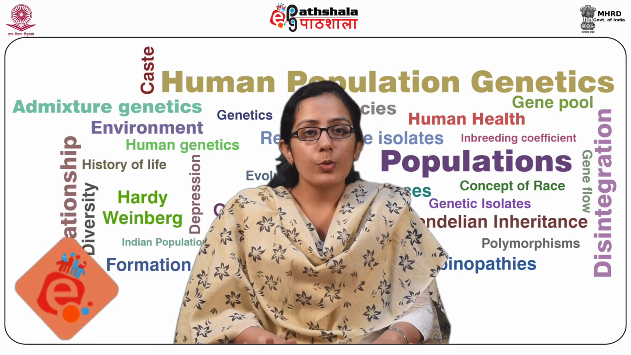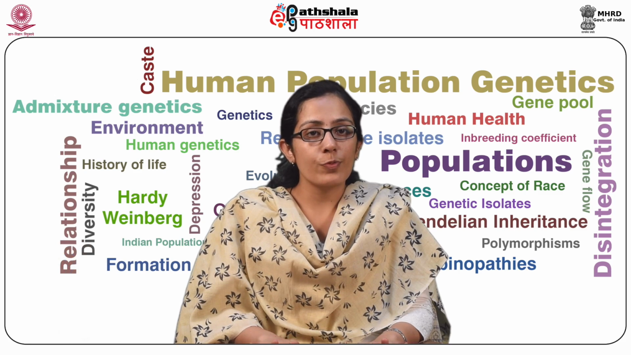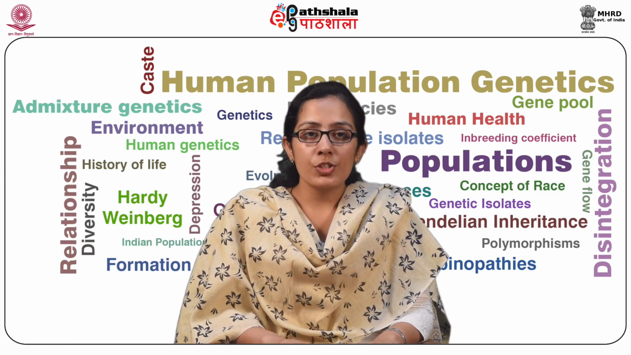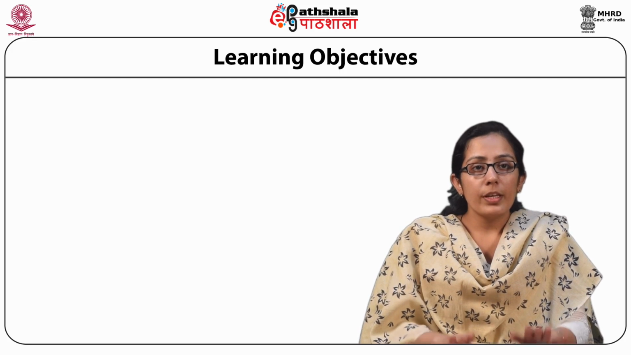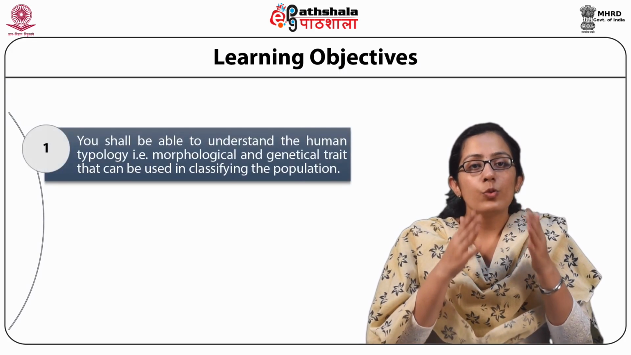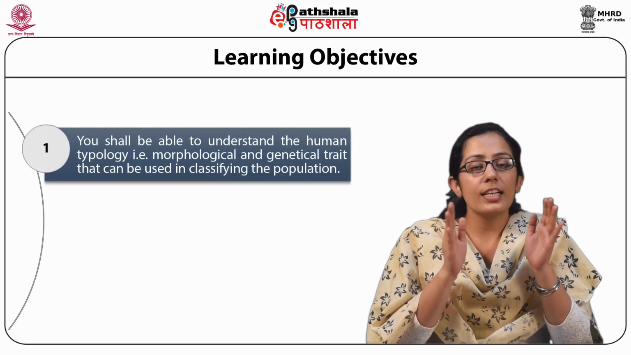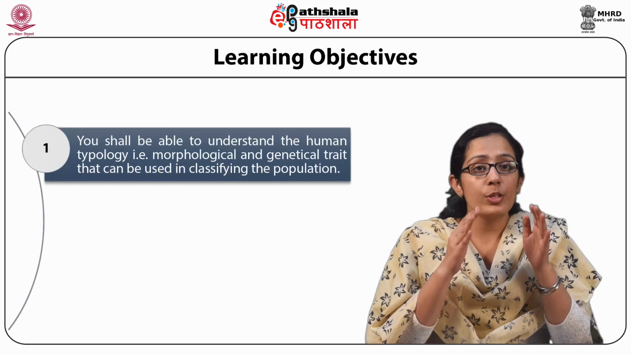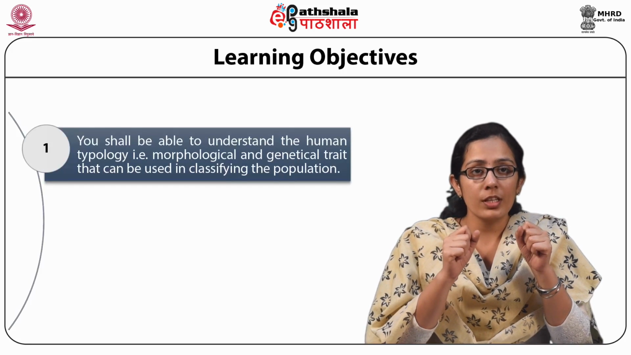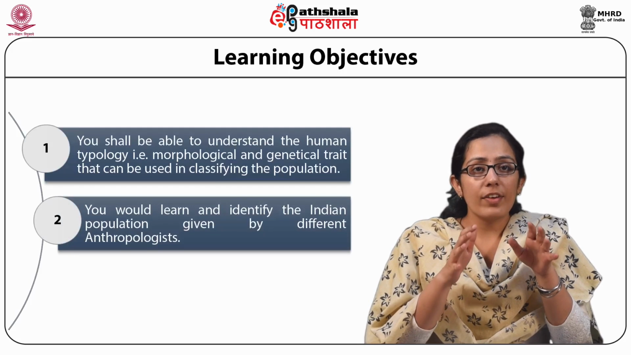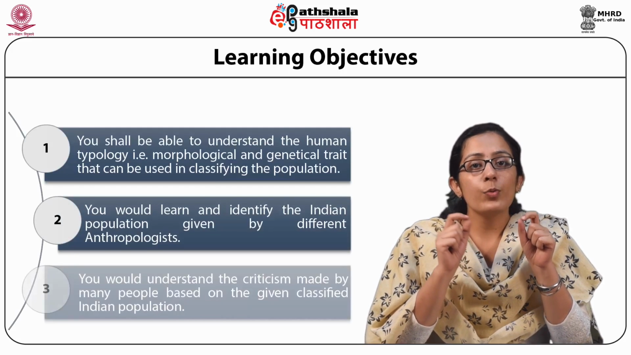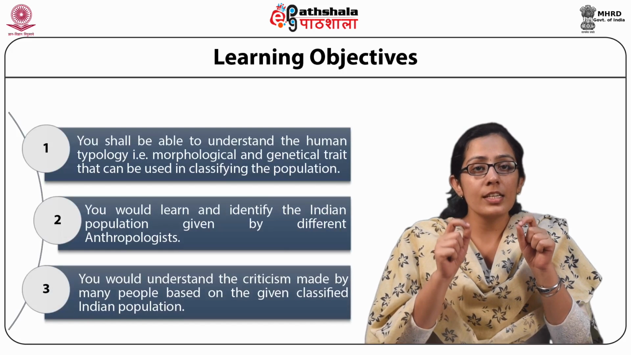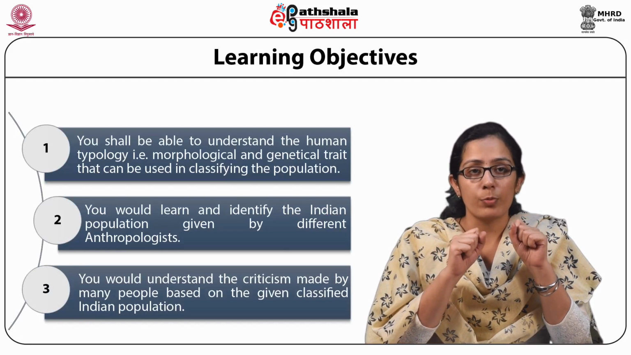Today we'll start with the module Classification of Indian Population from the paper Human Population Genetics. The learning objectives of this module are that you shall be able to understand the human typology, that is morphological and genetical traits that can be used in classifying the population. You would learn and identify the Indian population given by different anthropologists, and you would also understand the criticism made by many people based on the given classified Indian population.